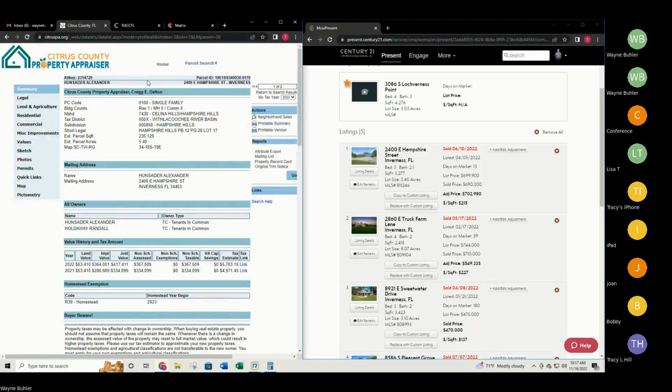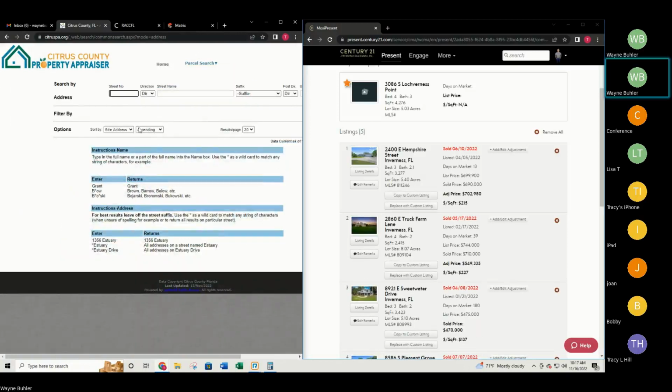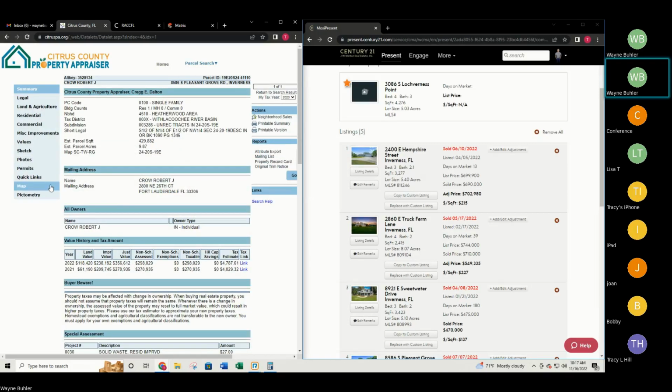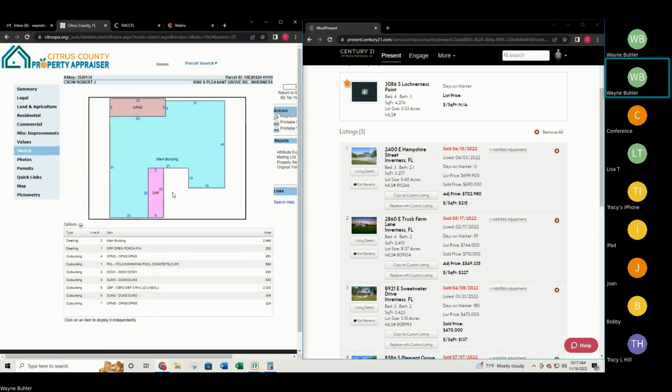8586 Pleasant Grove. So the one place you are probably still going to have to jump around, because I don't think Moxie shows the garage square foot, like the attached garage square footage, right? That's why I say just have the property appraiser open on one and have Moxie open on the other. Just do all your adjustments in there and you're done. I'm starting to prefer it this way. And that's not me saying it because I want to use it. That's me saying it because I'm starting to prefer it this way.